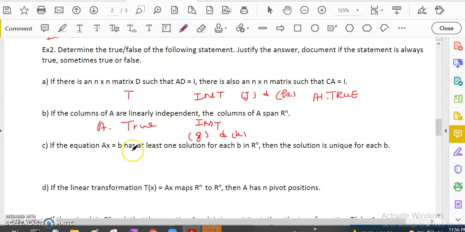The equation Ax equals b has at least one solution for each b, then the solution is unique for each b. Do we know that it is unique? It has at least one solution. We don't know if it is unique for each b, but we can tell that it is unique for Ax equal to 0. We proved that, right? But we don't know if it is true for all the b, so this is sometimes true.